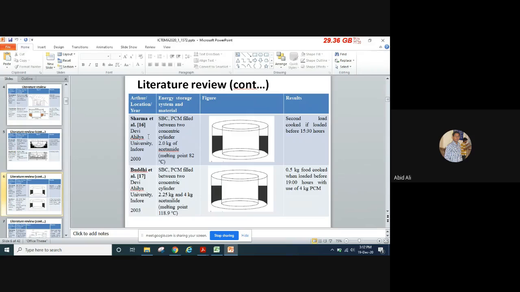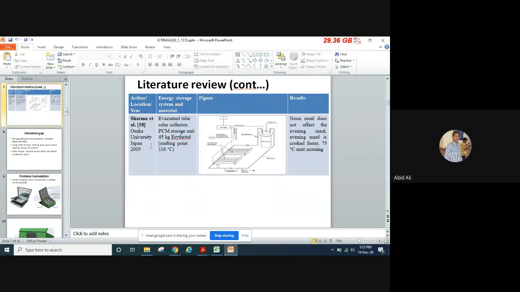Similarly, Sharma et al. and Buddhi et al. used a concentric cylinder with different materials: 2 kg of acetamide, and Buddhi used 2.25 kg and 4 kg of acetanilide separately. Both reported that cooking is possible if we load the cooker before 3:30 or 7 p.m.